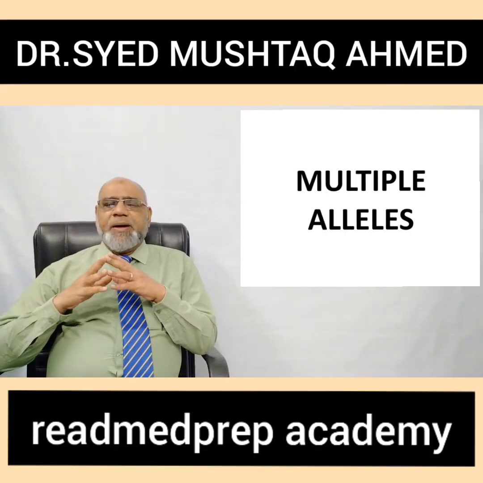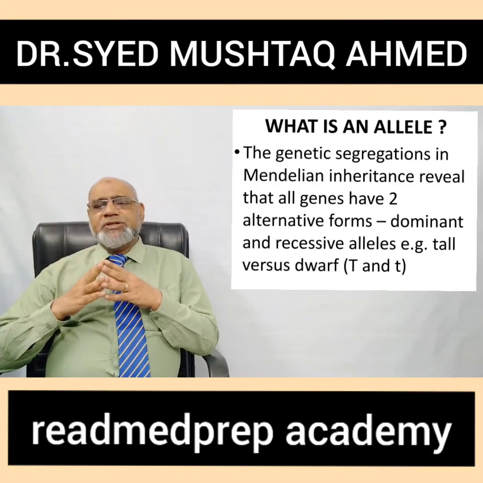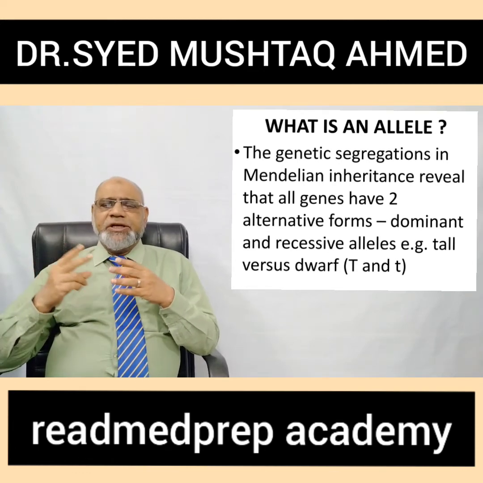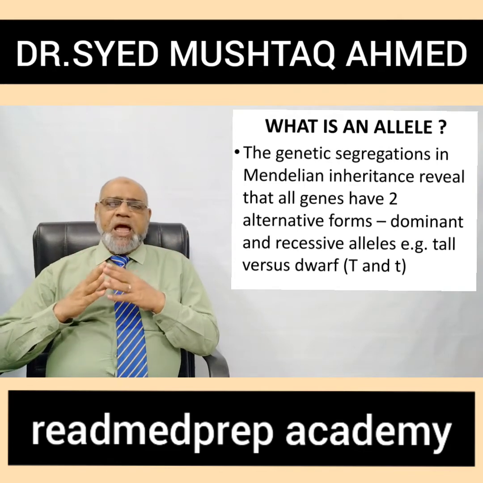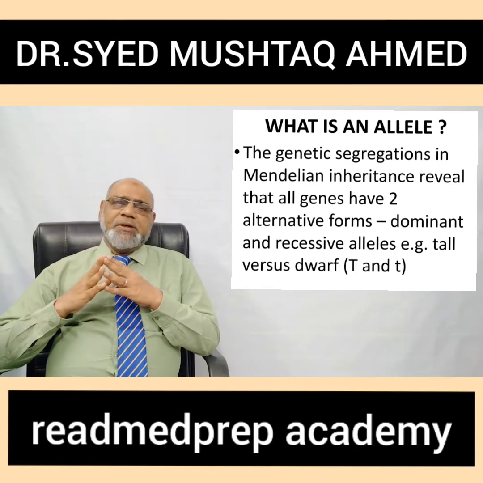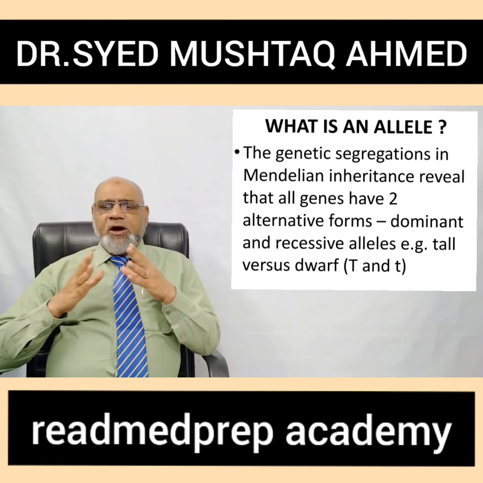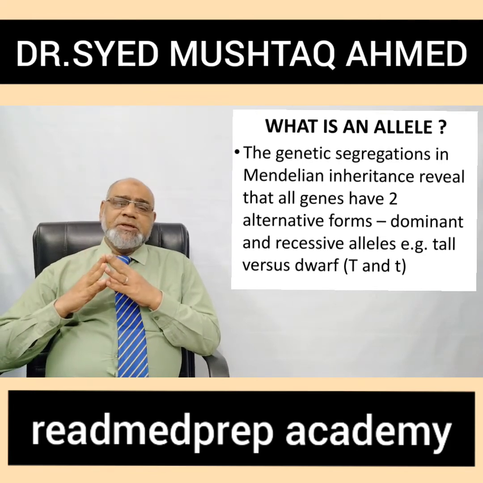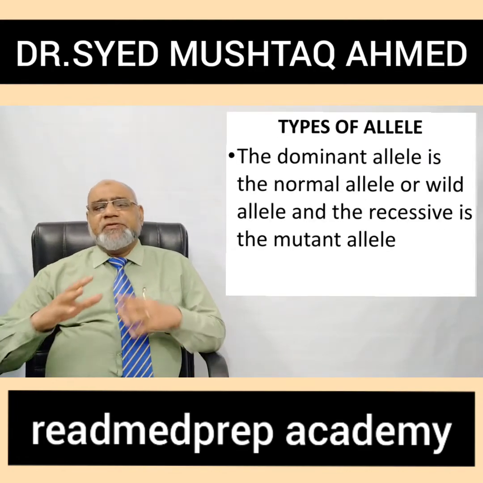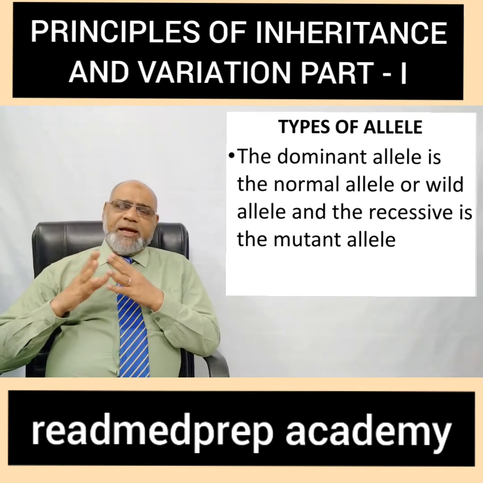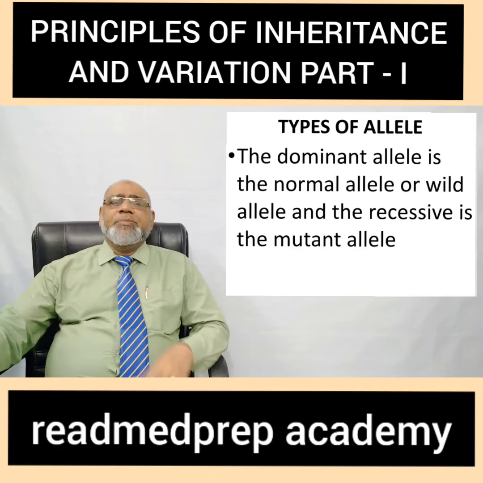What is meant by allele? The genetic segregations in Mendelian inheritance reveal that all genes have two alternate forms. One is dominant and another is recessive. The dominant and recessive alleles, for example, tall versus dwarf. The tall is represented by capital T, which is dominant, and the dwarf is represented by small t, which is a recessive allele. What are the types of allele? The dominant allele is the normal allele or the wild allele, and the recessive allele is a mutant allele.